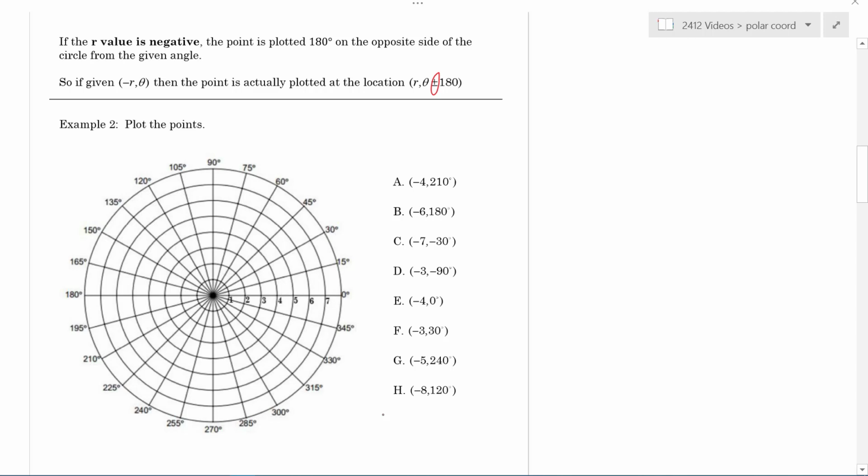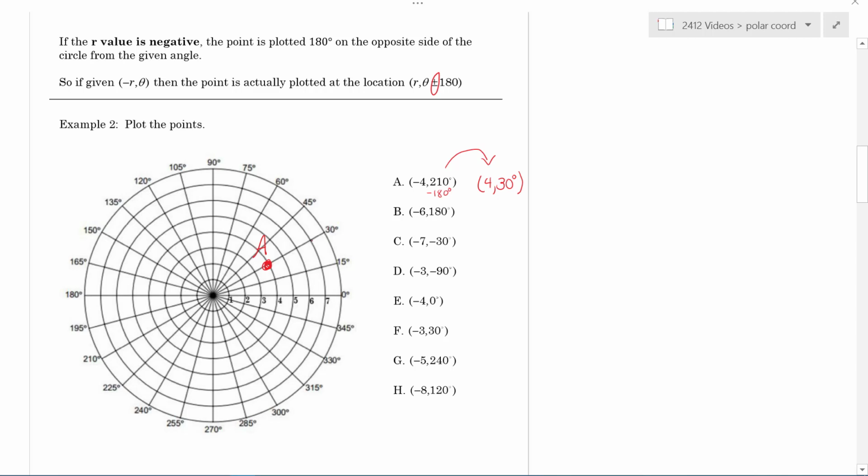Alright, so when we are given negative r comma theta, then the point is actually plotted at positive r comma theta plus or minus 180 degrees of the given angle. So let's see what we mean by this. Okay, so let's look at point A. Point A, we have negative 4 comma 210. This point actually gets plotted at a positive 4 comma, and we're going to subtract 180 degrees from the given angle. So that's actually plotted at 30 degrees. So we're actually going to plot that point at circle 4 at 30 degrees.